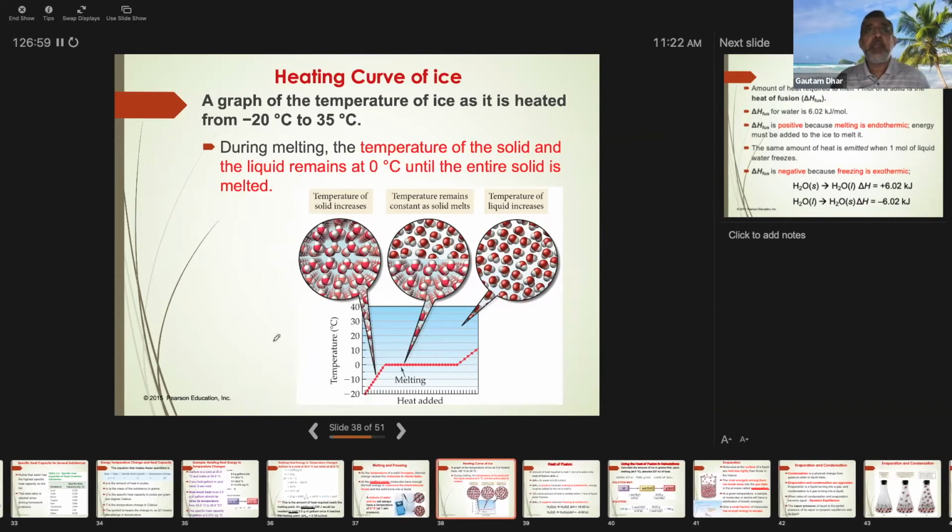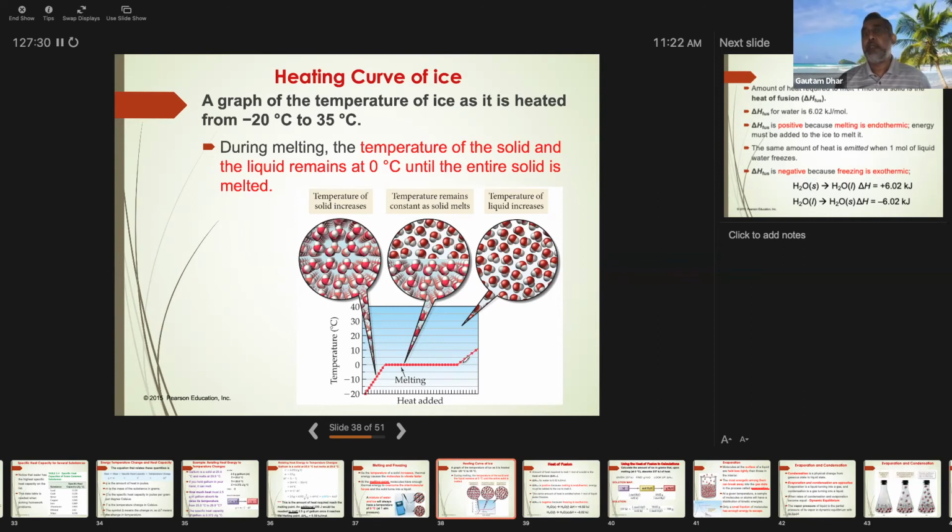If you do a heating curve, like if I take ice at minus 20 degrees centigrade and heat it, on the x-axis you have heat added and the temperature on the y-axis. You can see that gradually the temperature of ice is going to rise from minus 20 and will reach 0. As soon as it reaches 0, it will start to melt. Even though it is absorbing heat, there is no change in temperature. It's remaining horizontal.